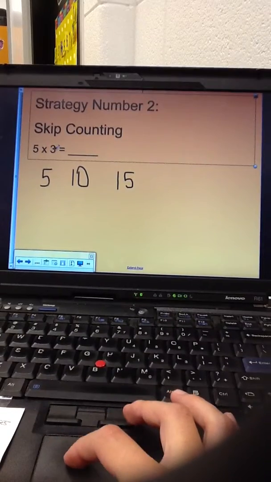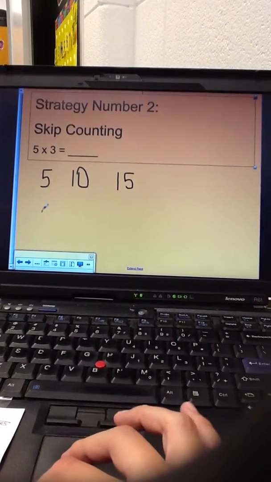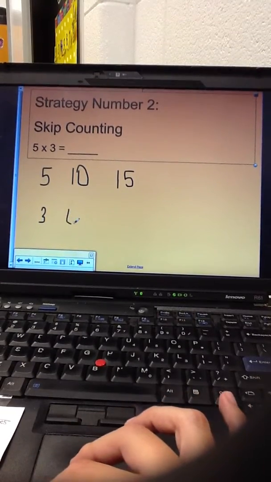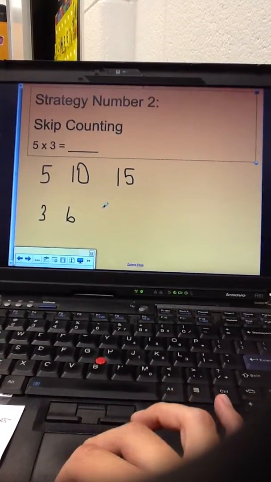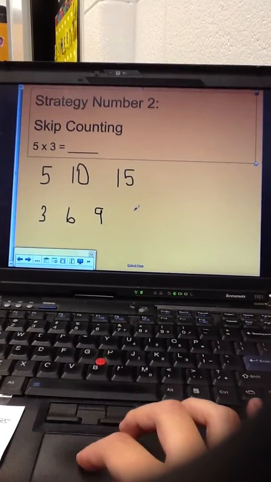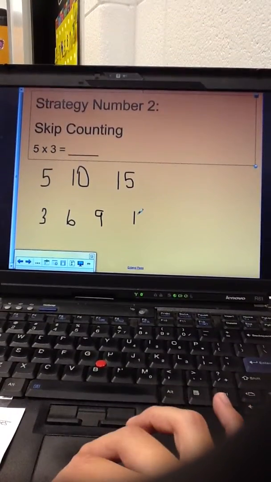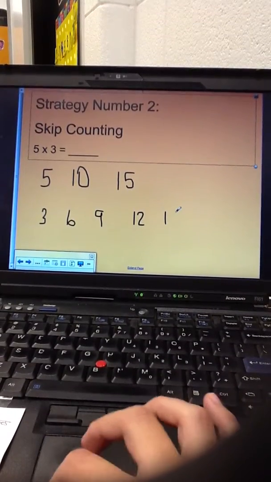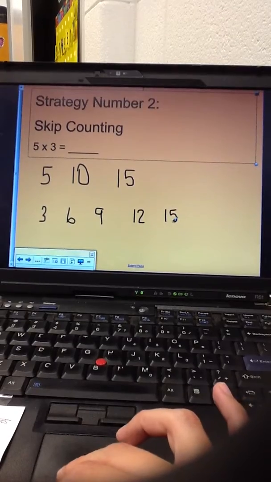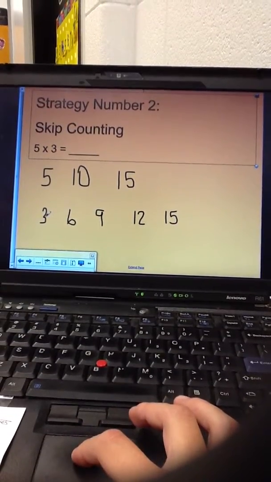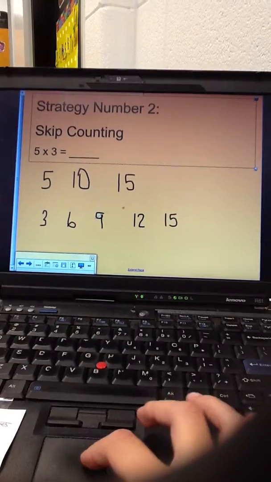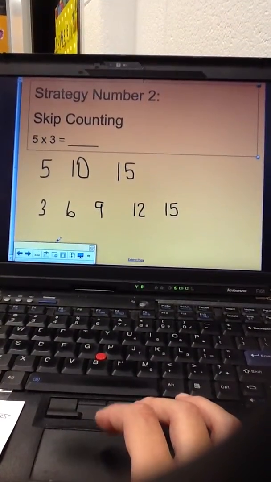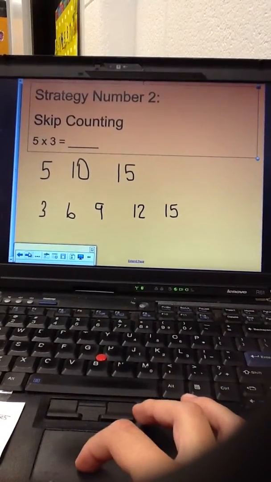On the reverse, I could also skip count by 3 5 times. And I could say 3. And then if I skip counted again, it would be 6. And then 9. And then 12. And then 15. And again, we learned that it was 15. So notice I skip counted by 3s 1, 2, 3, 4, 5 different times. Again, just another strategy that helps you.